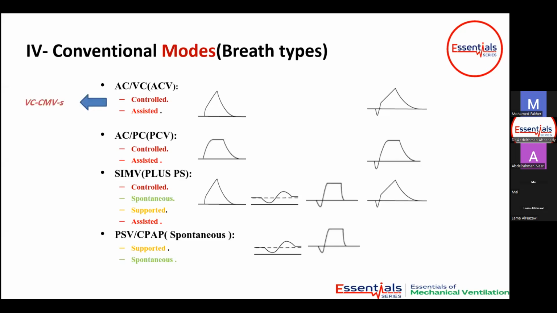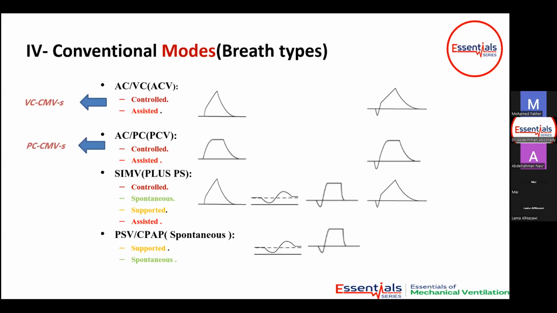So according to the taxonomy, the ACV mode or the volume control mode we are accustomed to is called a volume control because you control the flow and the volume. It's a CMV mode because it gives you only controlled or assisted breath, and it's a set point targeting scheme because you control by number the peak inspiratory flow rate and the tidal volume. So they are set by number. So they are not adaptive, not optimal, do not follow intelligent mode. So they are just set point. So this is the classification of the ACV.